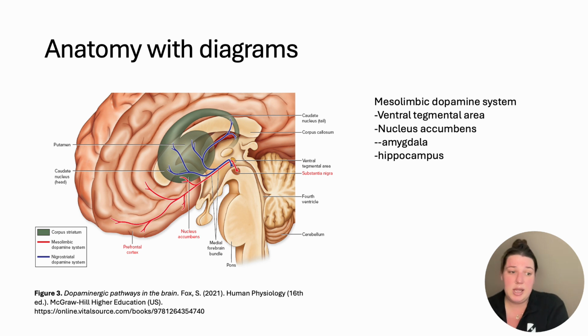The amygdala is an almond-shaped group of nuclei located in the medial temporal lobe of the brain. It is part of the limbic system as well, which is involved in emotions, memory, and motivation. The hippocampus is a curved, elongated structure located in the medial temporal lobe of the brain. It is part of the limbic system, which is involved in emotions, memory, and learning.